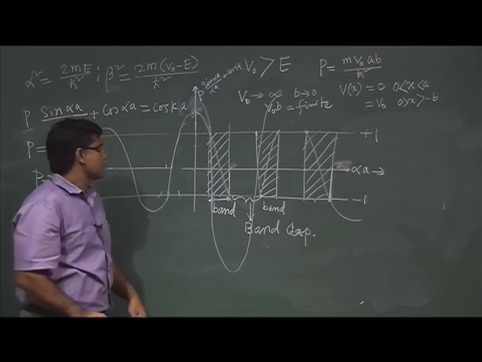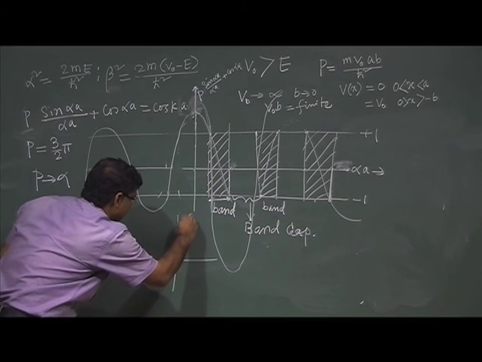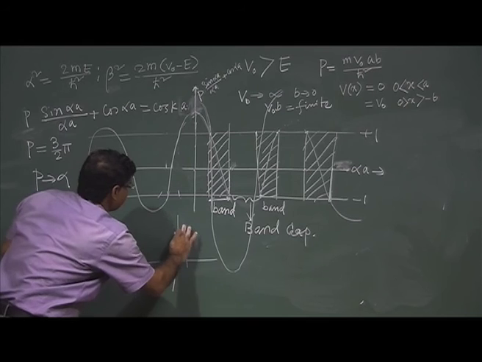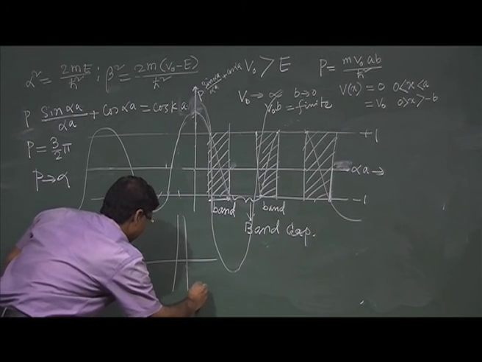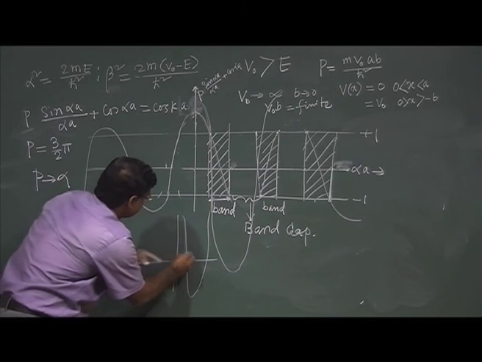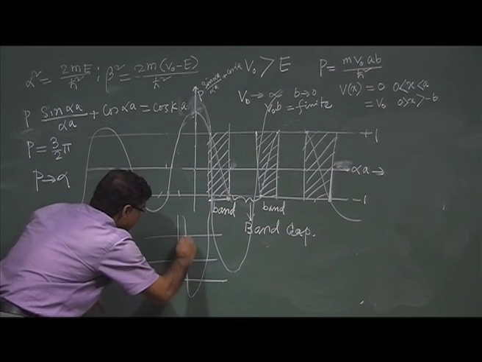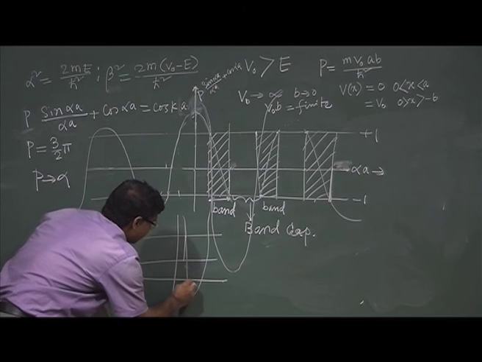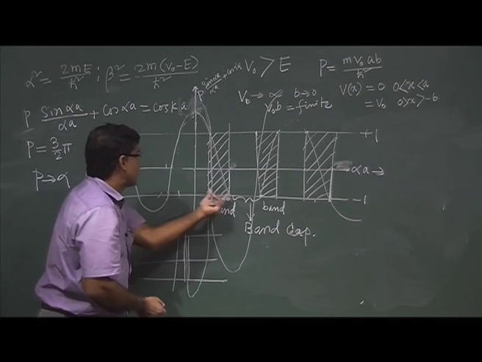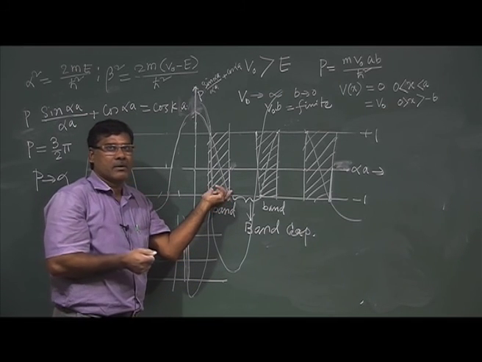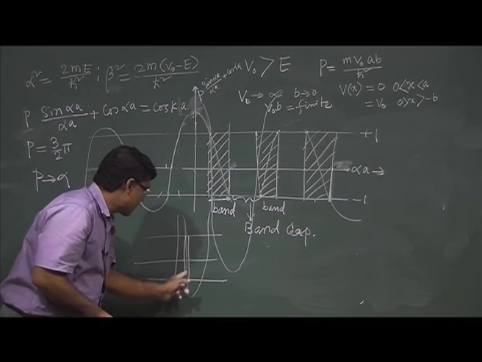Okay. So, that means when it falls sharply, between 1 and -1, you see, this is the allowed region. So, this bandwidth will be very, very small. In fact, when it tends to infinity, it will be just one line.